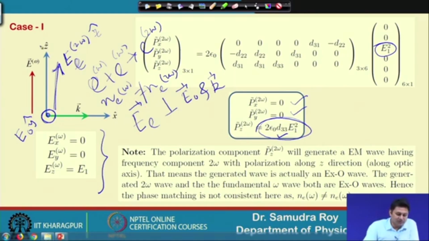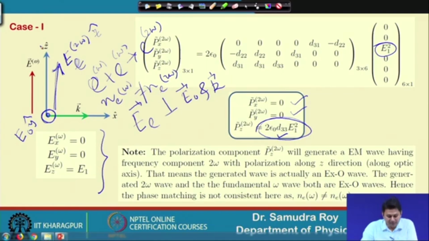But there is a possibility that I can launch E along the z direction. Also Pz is not equal to 0, that means Pz is still generating, and it will generate a second harmonic wave along the z direction. So the second harmonic wave can also be generated along the z direction, but that contradicts the phase matching condition, where n extraordinary of omega should be equal to n extraordinary of 2 omega, which is basically not possible. So even though all the terms are non-zero, we will not find any second harmonic.